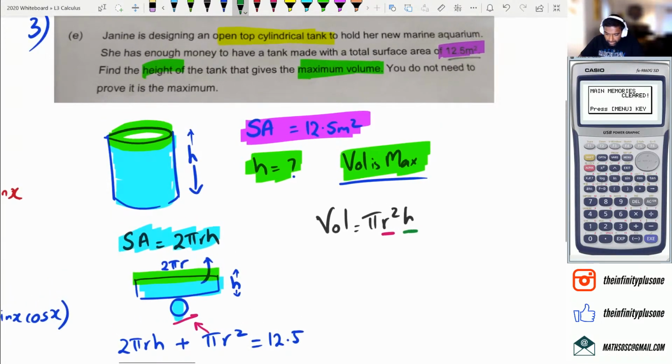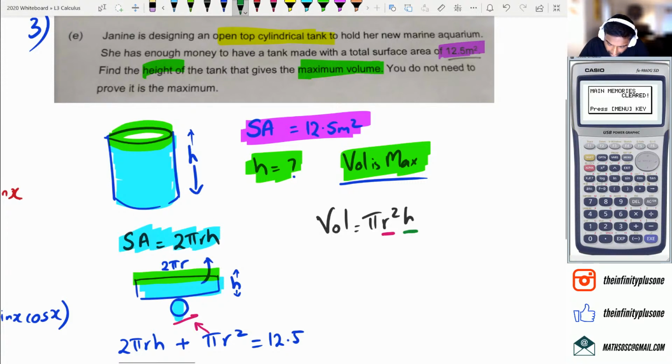Good question, Ashford. If you look at the part of the question I've highlighted in yellow at the top, it's an open top cylindrical tank, which means I don't need the top. I'm only looking for the bottom and the side panel.